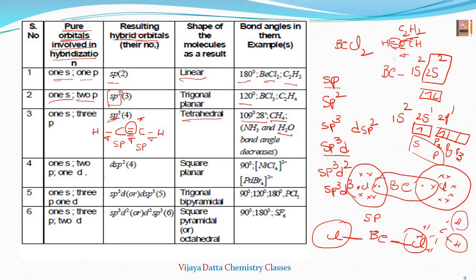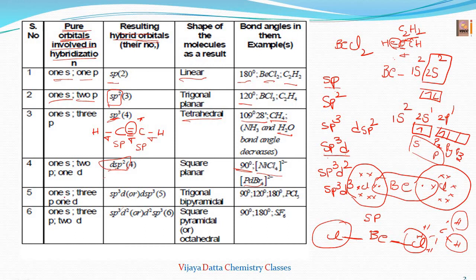Now one s orbital, two p orbitals and one d orbital. This is what I said: in the complex compounds we can observe this type of hybridization, dsp2. It is a square planar structure and its bond angle will be 90 degrees. These are called the complex compounds. Again, nickel is the metal atom, chlorine for its coordination number, and these are the ligands. Again, we'll study this in the complex compounds part.